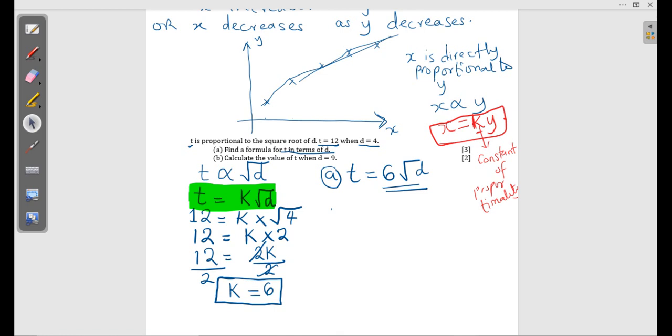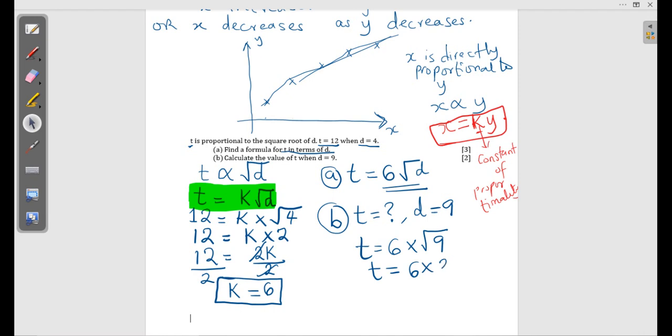And B says what? Calculate the value of T. So I want to know the value of T when my D is 9. So I substitute it into this formula. So T is equal to 6 times root 9. And that makes T to be 6 times 3. And T is equal to 18. And that's it. That's direct variation.